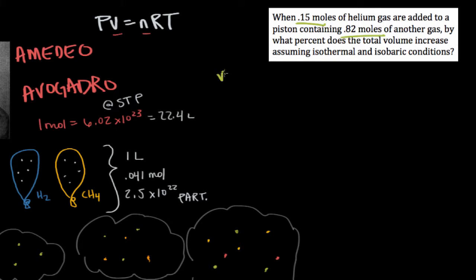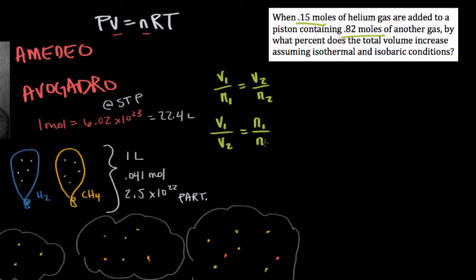So let's start with V1 divided by N1 is equal to V2 divided by N2. And we know this is true because Avogadro's law says that the quotient of the volume and the number of moles is constant for an ideal gas. So the initial conditions would equal the final conditions. And so we have a ratio set up here, and we can rearrange this ratio to say that V1 over V2 is equal to N1 over N2.